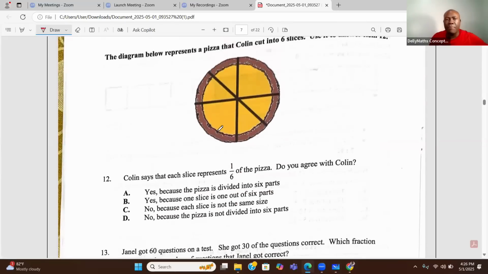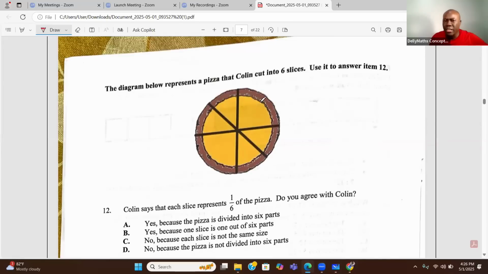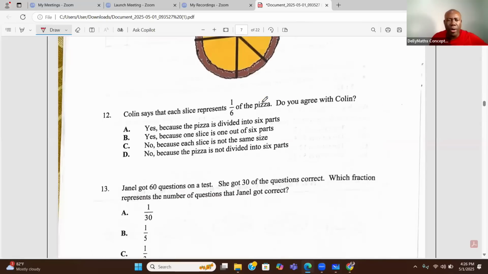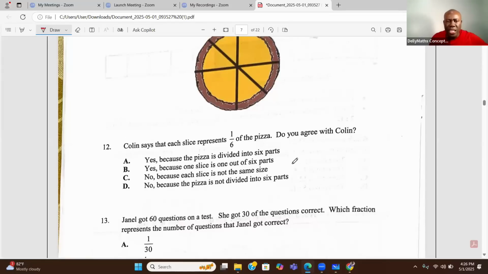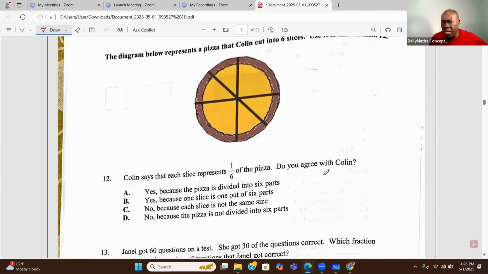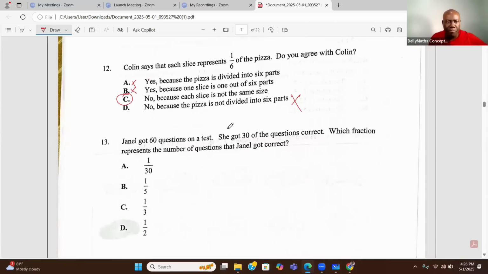So the diagram below represents the pizza, and that is cut into 6 pieces. All right, let's go to the question. It says, Colin says that each slice represents 1/6 of the pizza. Do you agree with Colin? He said each slice is. I'm going to say no, because we're seeing each slice is not the same. Therefore, they all could not just represent the same thing. They look different. So no. So these two are out. No, because each slice is not this. I like C. Okay. So that's not it. So the answer is C. They're not the same size.